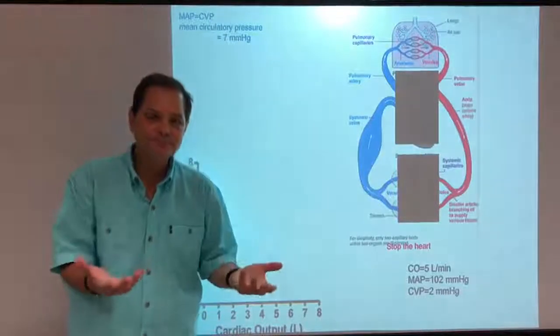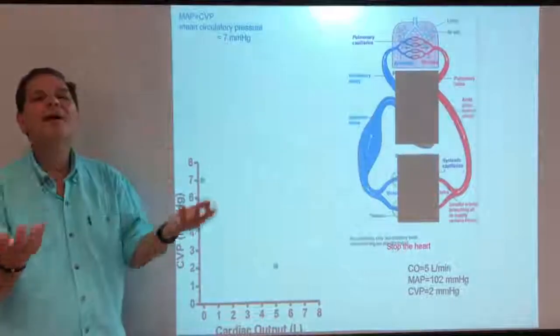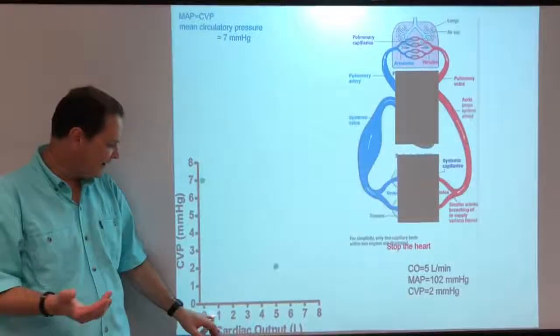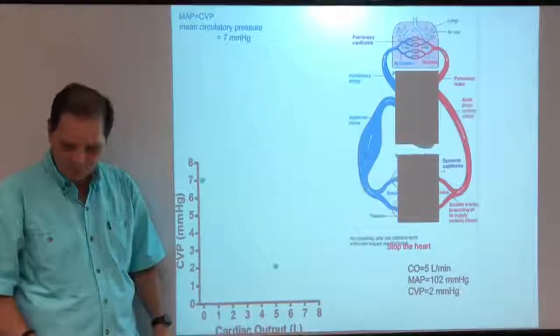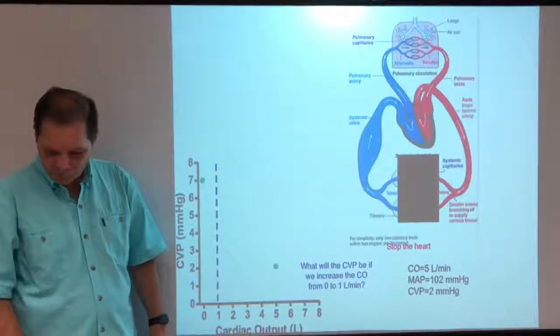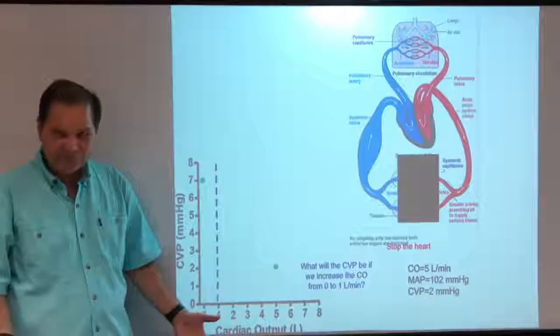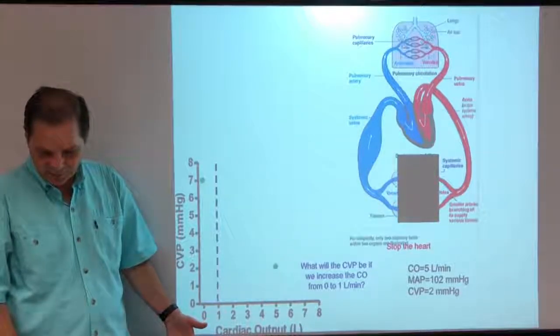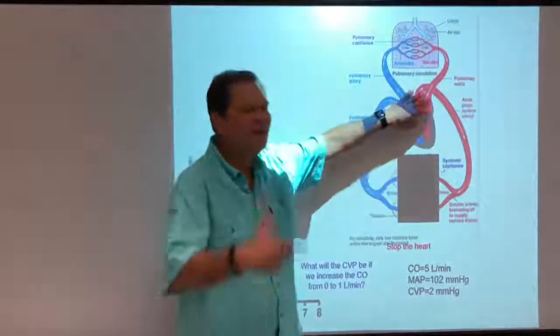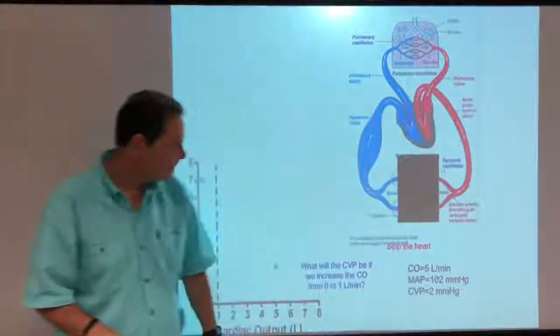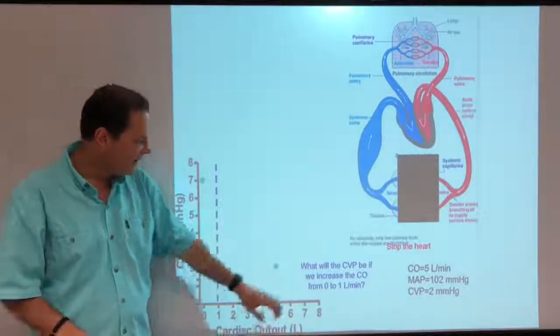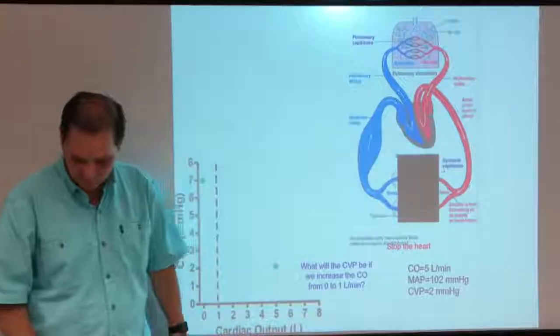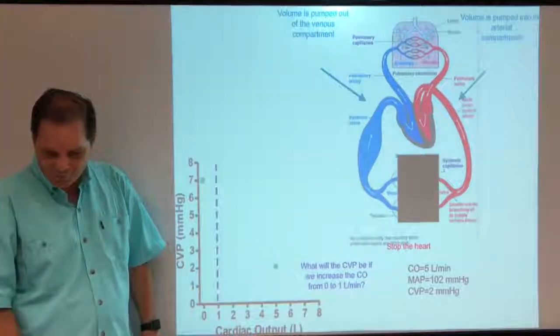Now, let's start that heart back up. And let's make the cardiac output 1. Okay? So, where will the central venous pressure be? Well, we're starting at 7 on both sides, right? We increase the cardiac output. We say it's 1. Okay. So now, my cardiac output is 1. All right?